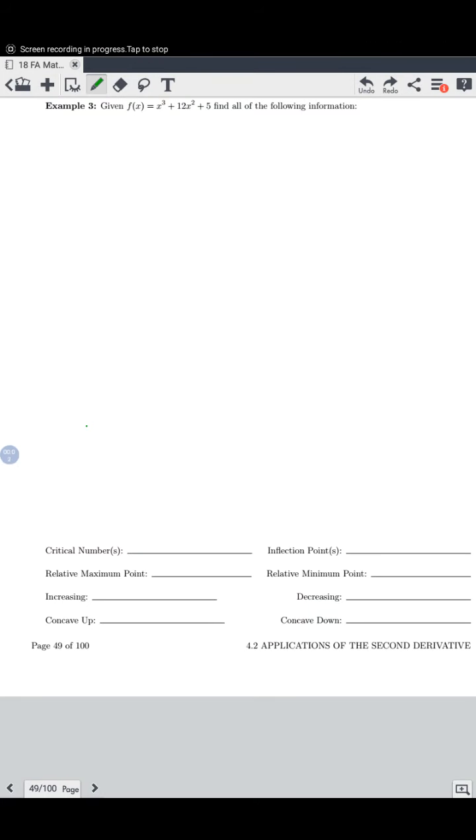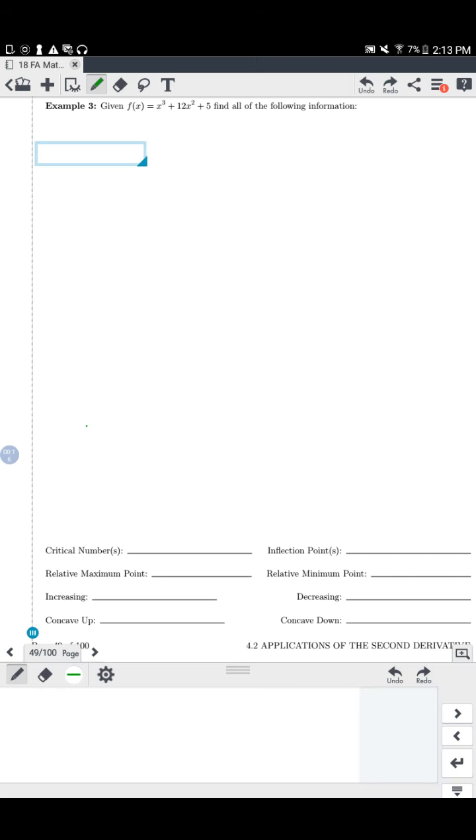So here I have f of x equals x cubed plus 12x squared plus 5, and I want to find all of the following information: critical numbers, inflection points, relative max and min, where the function is increasing, decreasing, and where it's concave up and down. So I'm asked about first and second derivative information all at once, and you might even recognize this function from section 4.1 where we just knew how to find first derivative information.